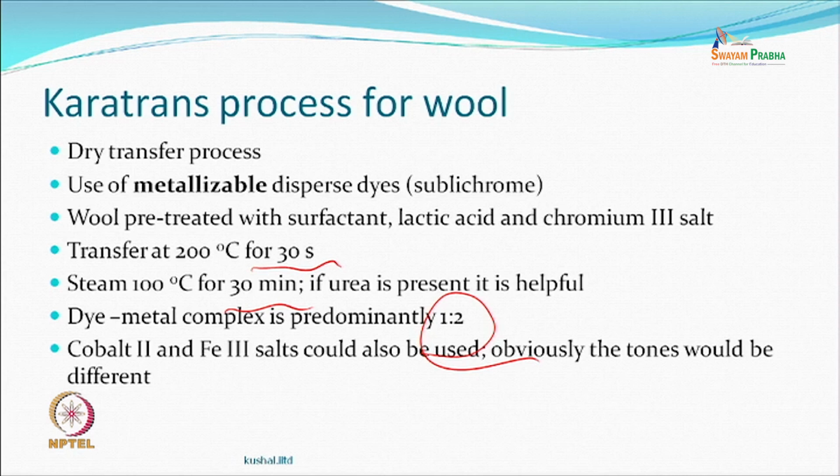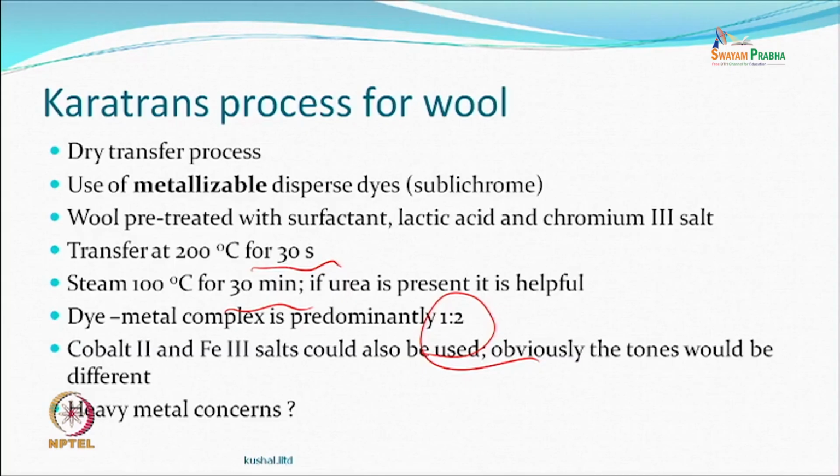People have tried using cobalt and iron also for fixation purposes. Again, we are talking about wool only. But the moment you change the metal, the tone of the dye finally on the fiber is different, because once they coordinate, the kind of light that is absorbed and reflected is different. And so you get a different shade. So different metals are going to give you different shades. If they are too different, then you may not like it.